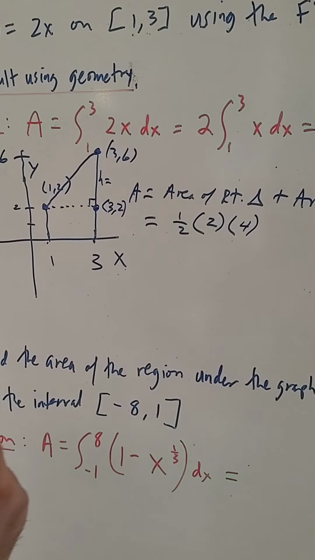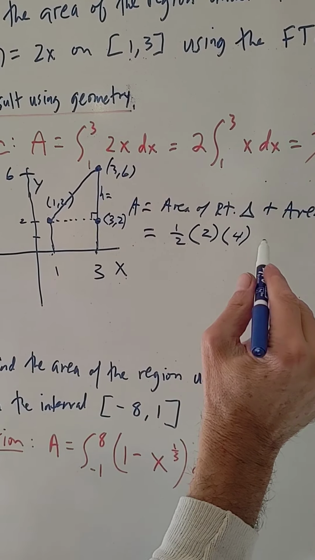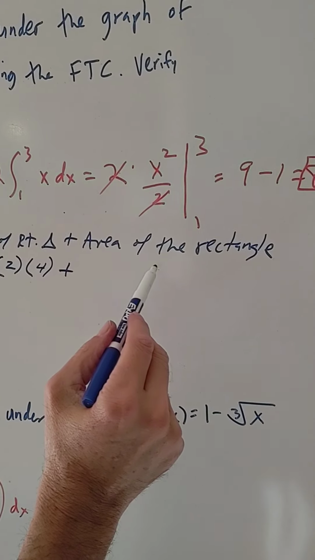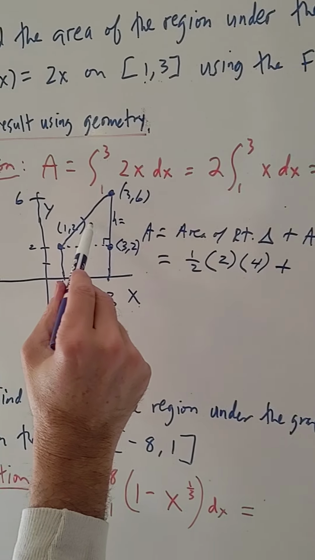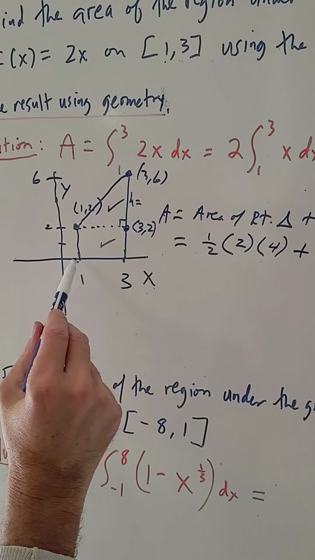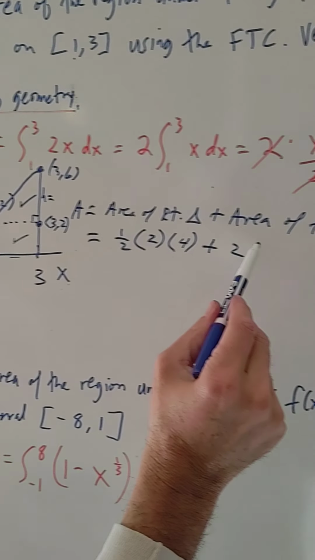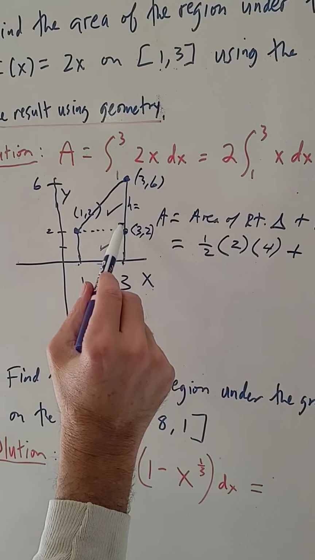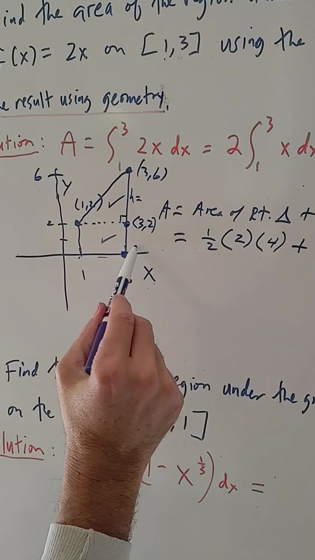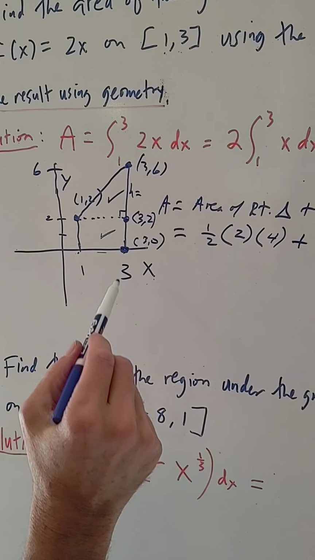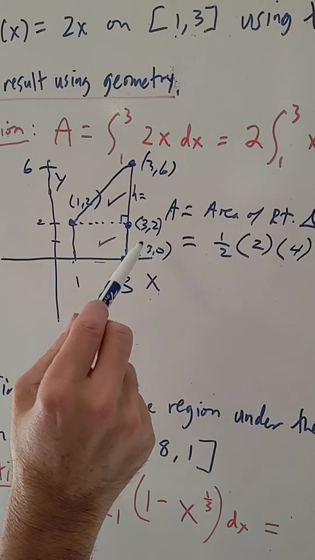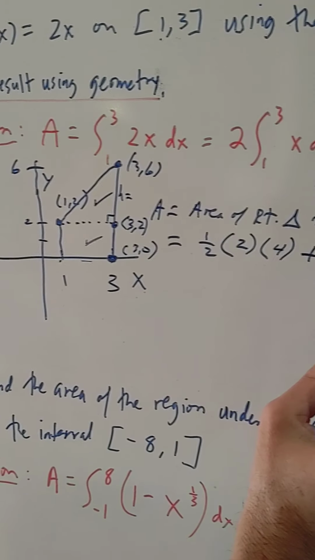So that is the area of the triangle, 1/2 base times height, plus the area of a rectangle. The area of a rectangle is just length times width. So we took care of that triangle. Now to take care of this rectangle, the base is going to be 3 minus 1, which is 2. And then the height, well, this point right here is x is 3, y is 0. So the height of this rectangle here, the x's are the same, just subtract the y coordinates. 2 minus 0 is 2.